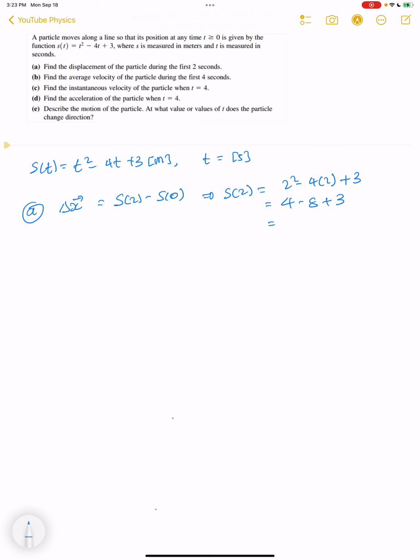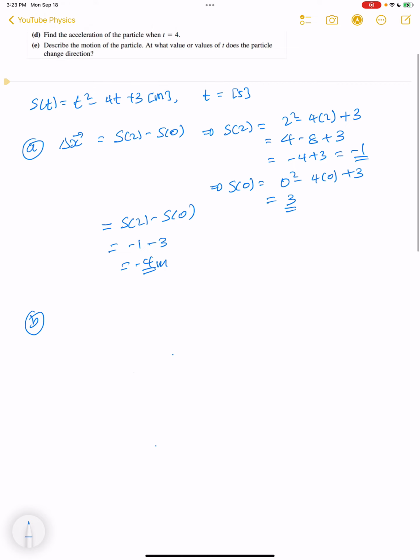Here we'll get minus 4 plus 3. This is negative 1 here. And if we do s of 0, it's 0 squared minus 4 times 0 plus 3, so it's just 3. So our displacement, which is s of 2 minus s of 0, becomes negative 1 minus 3, so this is negative 4 meters, right? And the next one is b.